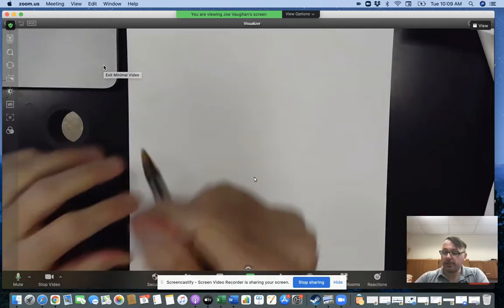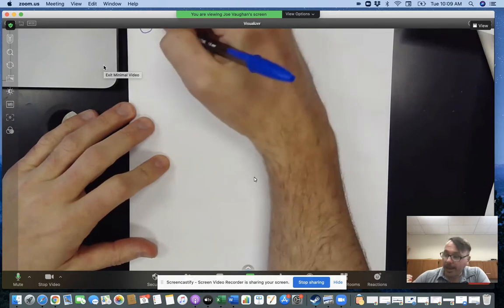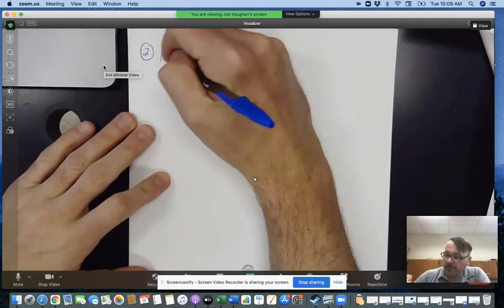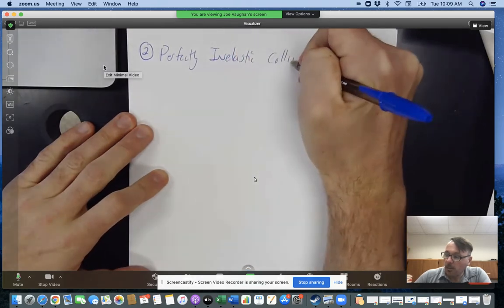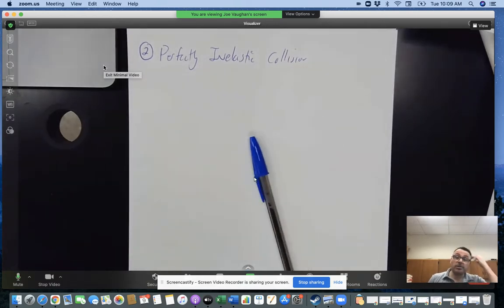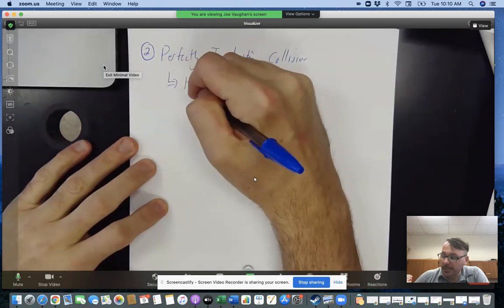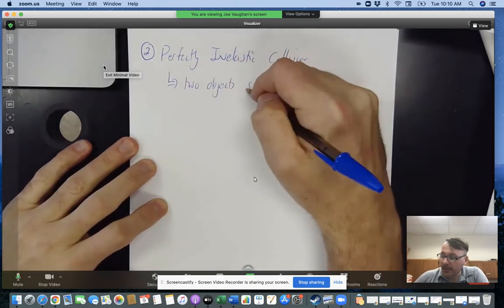All right, going on to number 2. We're going to have perfectly inelastic collision. Well, what's going to happen in these? These are going to be collisions where two things collide and then they stick together. Think of like a wet slab of clay hitting someone's head, right? Or someone does a flying tackle and grabs someone else, right? So the main thing here is we have two objects sticking together.